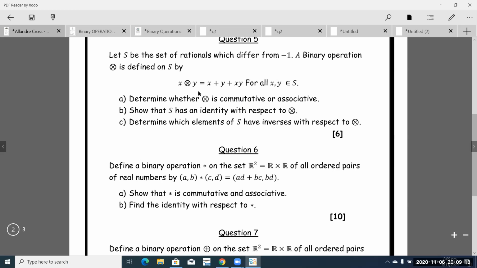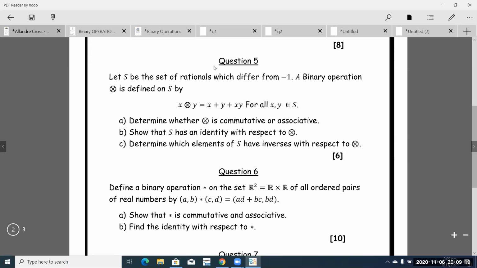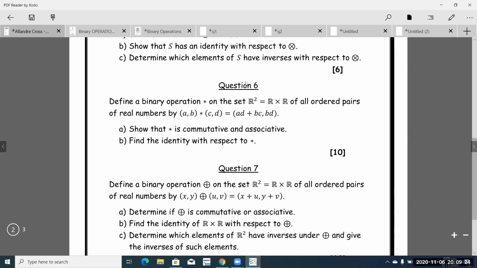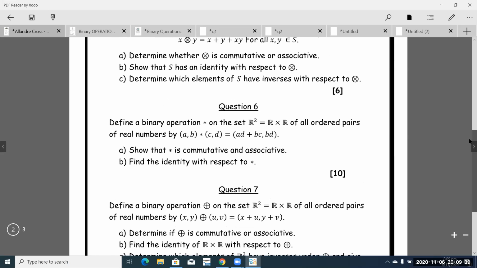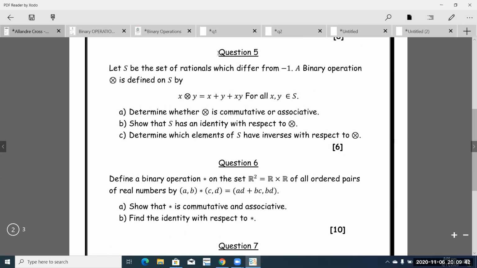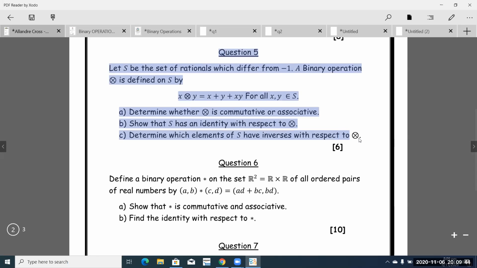So let's do that now. We're going to determine whether it's commutative or associative. This is the last one we're going to do because they don't put this on the syllabus anymore. I haven't seen it since 2008, so I'm guessing that they don't put those ones anymore. That's what I speculate. So let's look at this weird looking symbol for a binary operator.